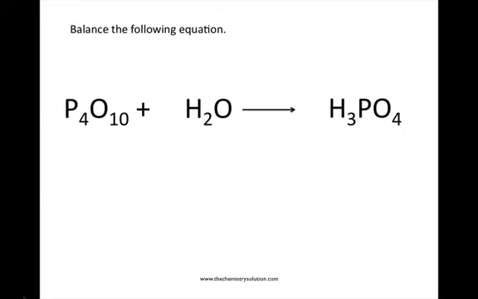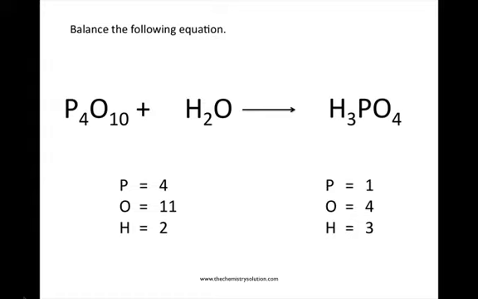Again, I'm going to start by taking inventory of how many of each type of atom I have on the reactant side and the product side. On the reactant side, I have 4 phosphorus atoms, 11 oxygen atoms, 10 from the molecule P4O10, and 1 from the molecule H2O, giving me a total of 11, and 2 hydrogen atoms. On the product side, I have 1 phosphorus atom, 4 oxygen atoms, and 3 hydrogen atoms.